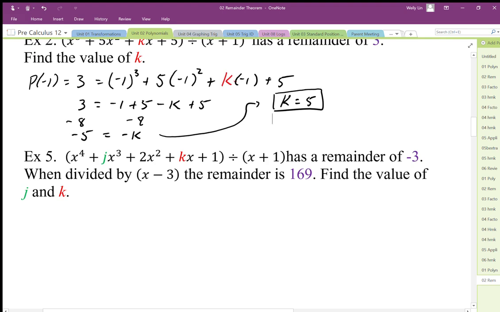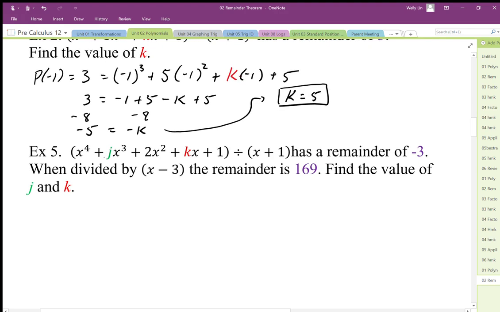So this next problem is essentially the same, except now we have two variables, j and k, which means that I need to come up with two relationships. Well, I have one relationship here with this divisor and a remainder, and I have another relationship with this divisor and this remainder. That means I can set up a system of equations. So this is what my system of equations looks like. P of -1 equals -3. There's my remainder, and it's going to be when I substitute -1 into this expression.